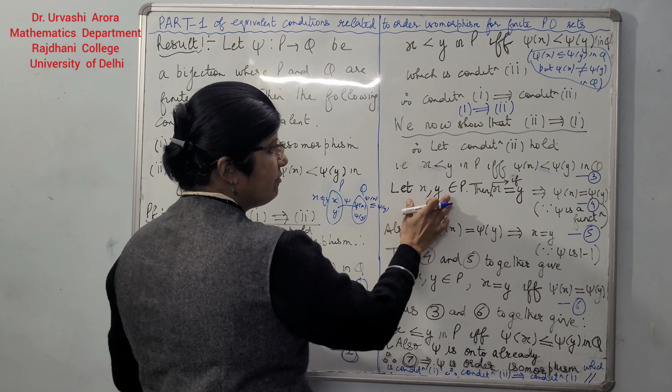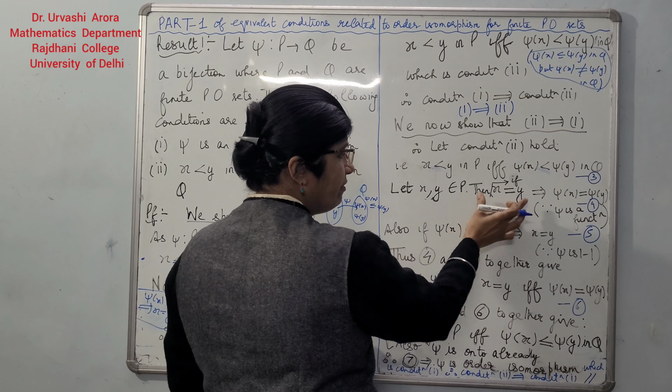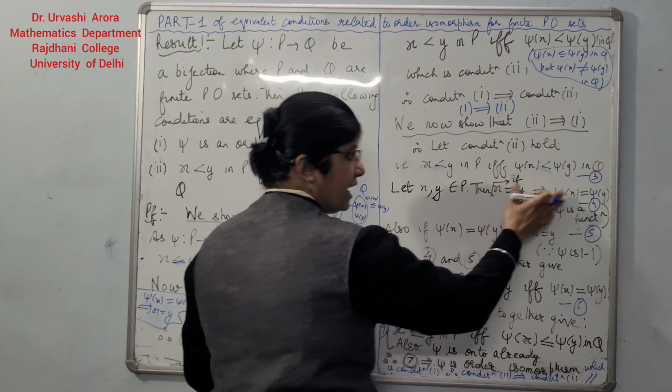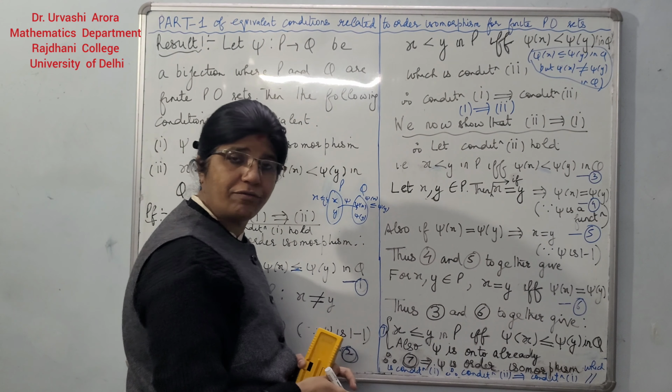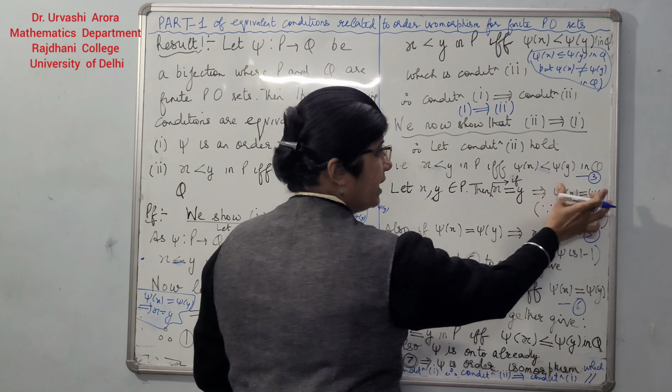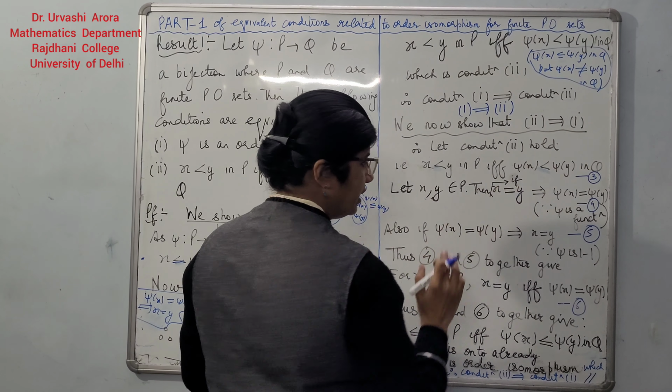So let me take x and y belonging to P, and let me take x to be equal to y. Whenever x is equal to y, this implies that psi x is equal to psi y. Why? Because psi is a function. This is the definition of a function. If two elements are equal, their images are also equal. So this part of the implication is true. I'm marking this as 4.